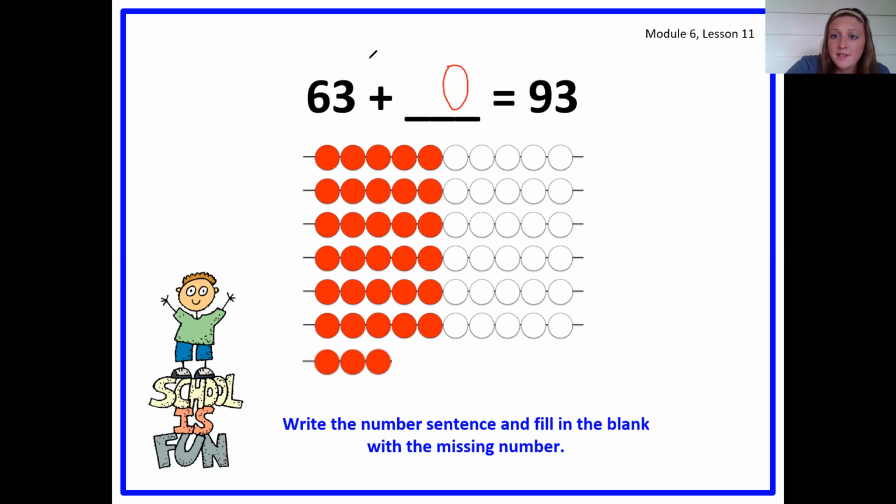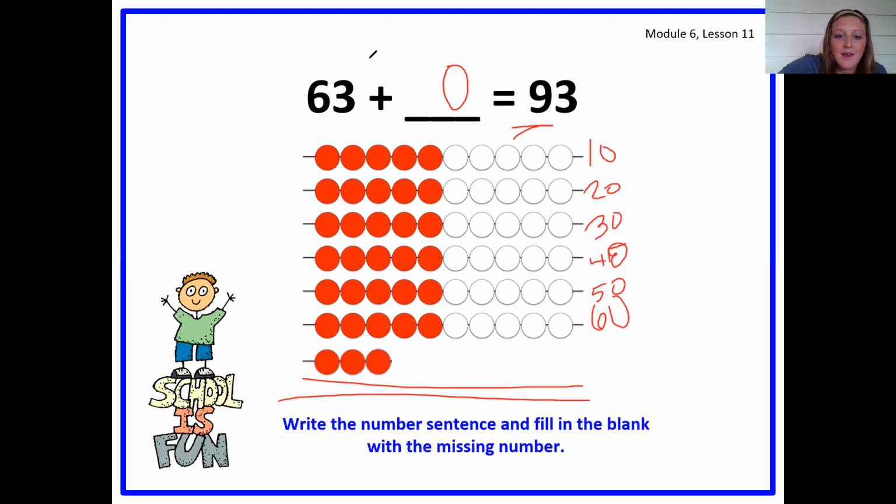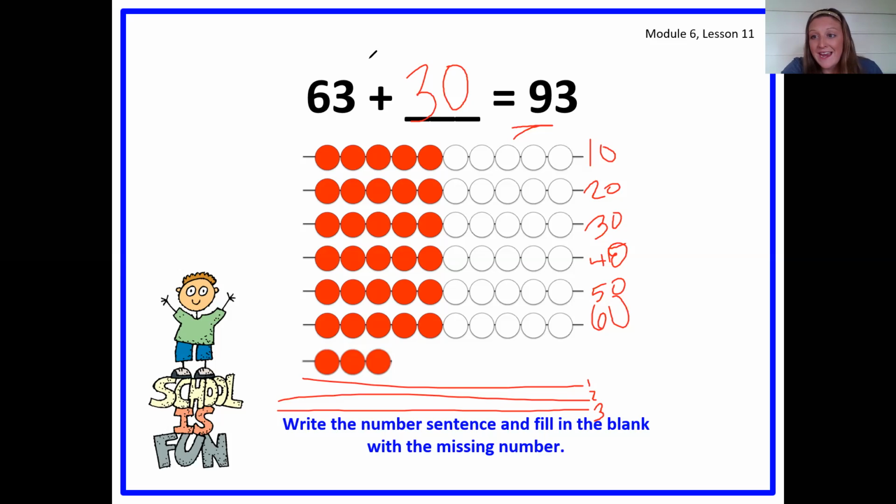If I have 10, 20, 30, 40, 50, and 60 here. All right. Well, how many to get to 90? 70, 80, 90. How many more rods did I add, or tens? 1, 2, 3. Oh, 3 tens. So 63 plus 30 equals 93. Okay, let's see if we can try another one.